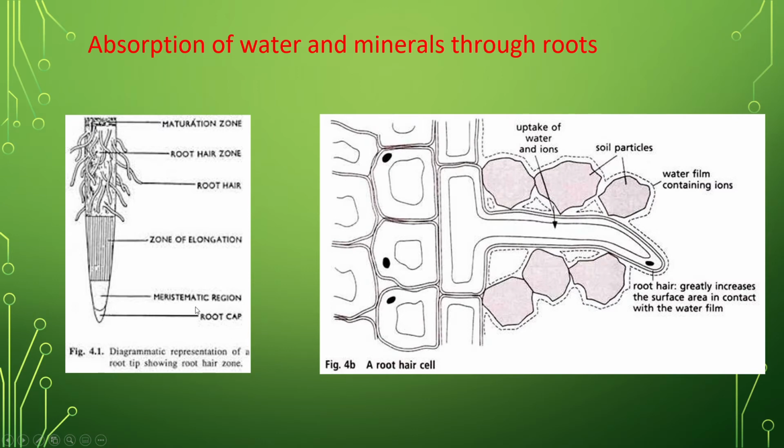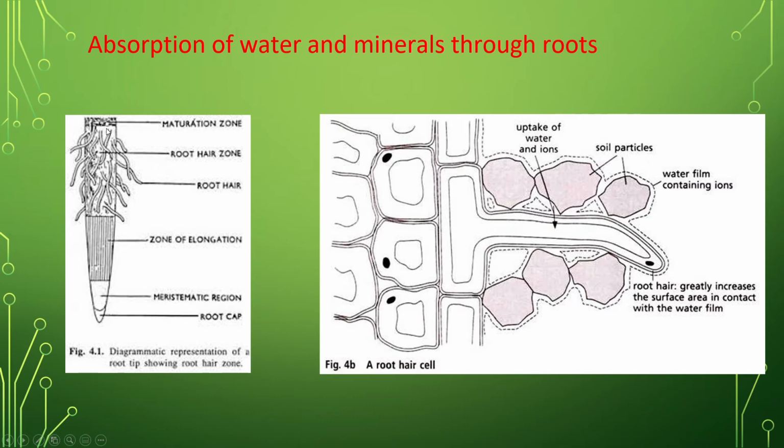There is a root cap. Root cap means it is a cap-like structure, and it is present to protect the root when it moves downwards within the soil, where there are soil and also some stones in its path. So to protect the root, a root cap is present, and just above this root cap there is a meristematic region. Meristematic region means growing region. And the next part is the zone of elongation, that is also a growing region.